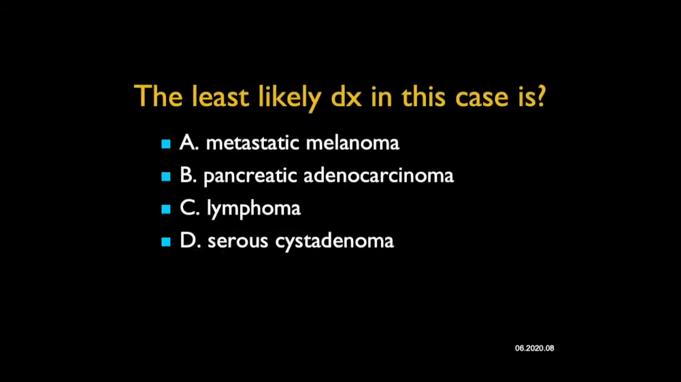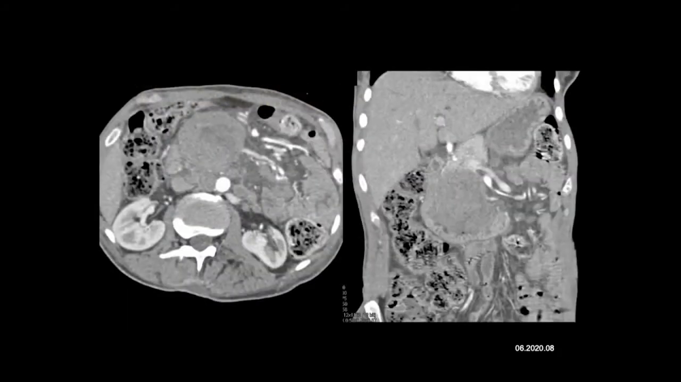Now, I came across this case and I really liked it, so I made it a quiz case. At first, it looked like there's a mass in the pancreatic head pushing on the duodenum, but there's no dilated ducts. So you still would consider pancreatic cancer. Lymphoma, I would consider maybe bulky adenopathy near the pancreas.